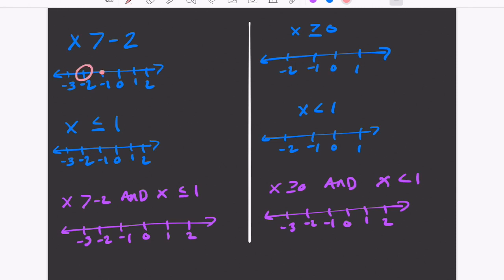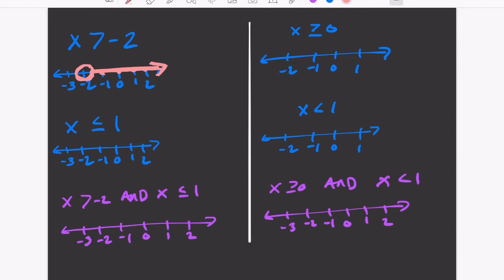So it could be negative 1, it could be 0, it could be 1, it could be 2, it could be anything over to the right. It's greater than, so it's anything greater than. I'll just kind of make my arrow like that. And notice, because it's greater than, not greater than or equal to, we make that an open circle because it can't actually be negative 2. It could be negative 1.9, but it can't be negative 2.